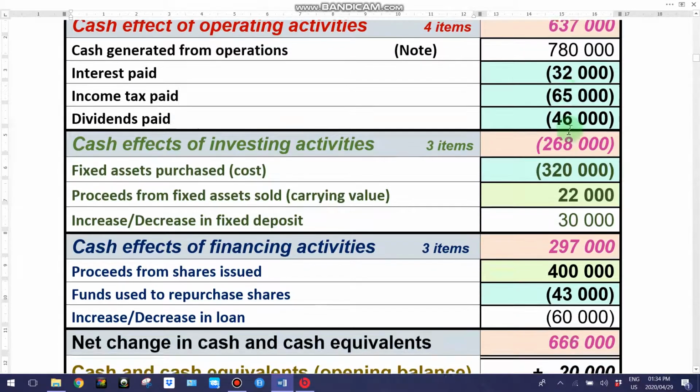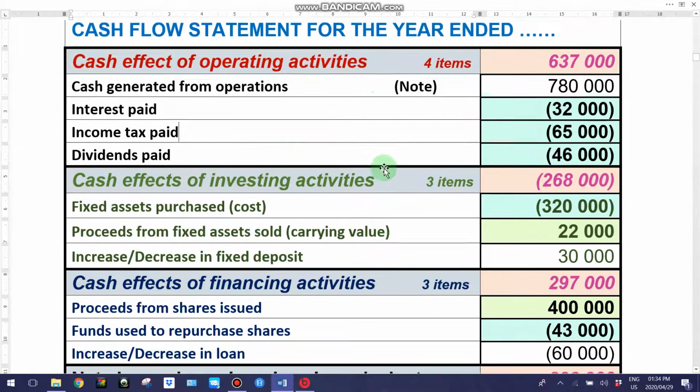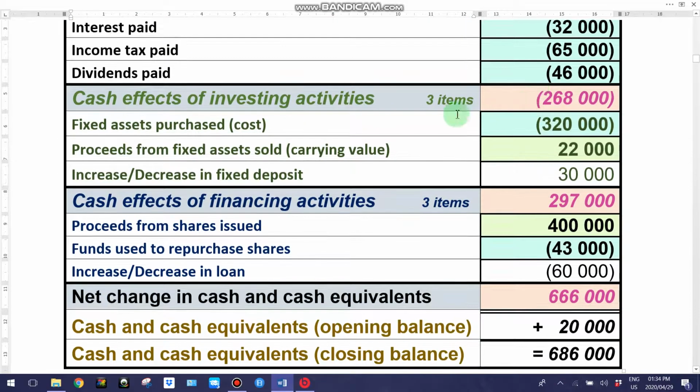Let's look at the next part, the investing activities. This here is another section of your cash flow statement, and this here is a heading. It's a subheading, cash effects of investing activities, and we've got 3 items that come into this section here. So what we're actually doing now is just looking at the items there before we actually look at an example. We need to clearly understand the format, the structure, and what goes into each section, and which ones represent an inflow of cash and which ones represent an outflow of cash.